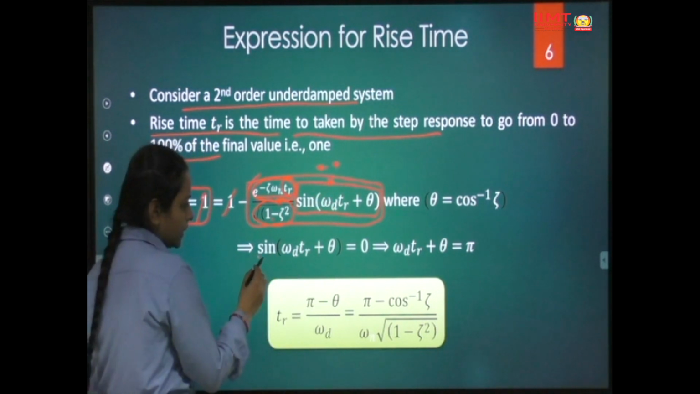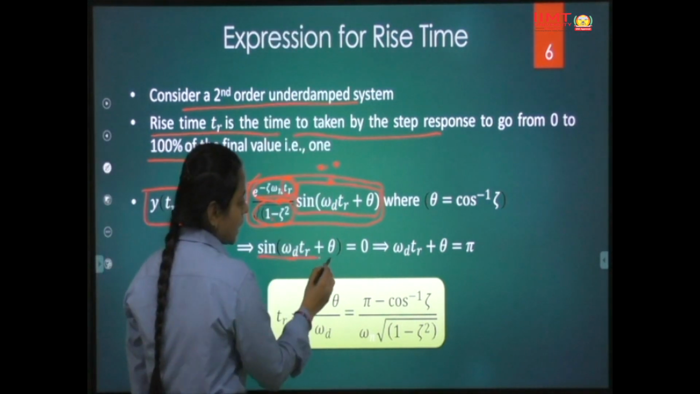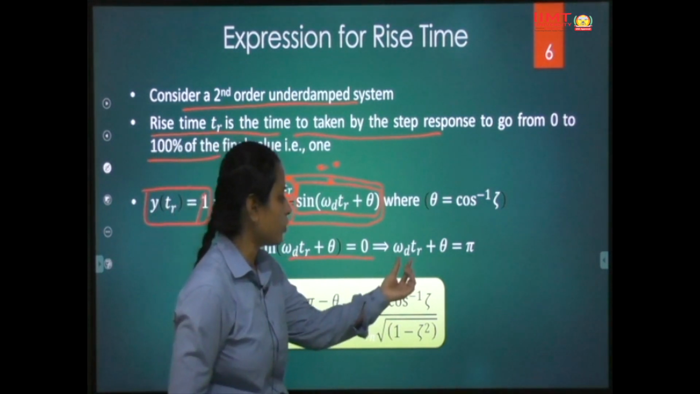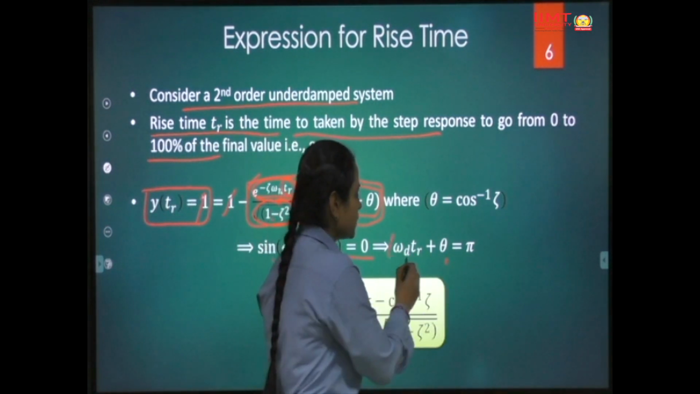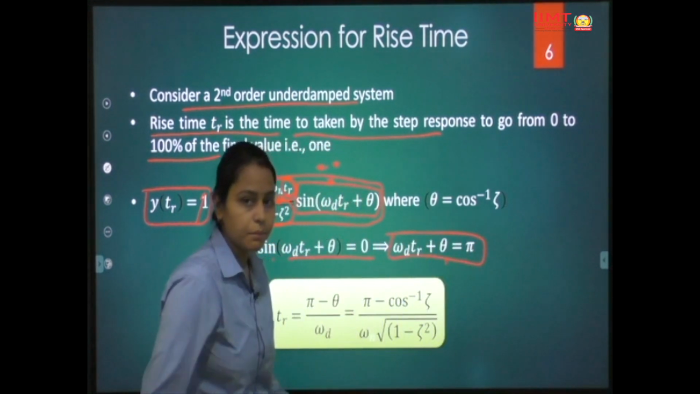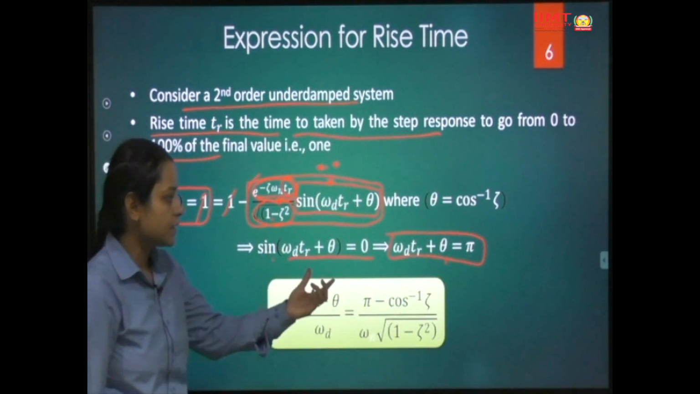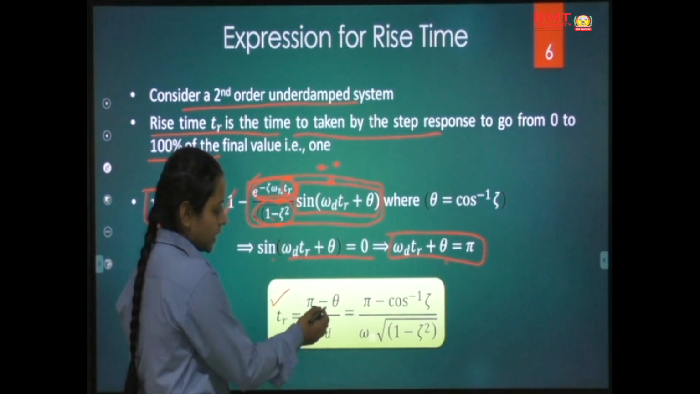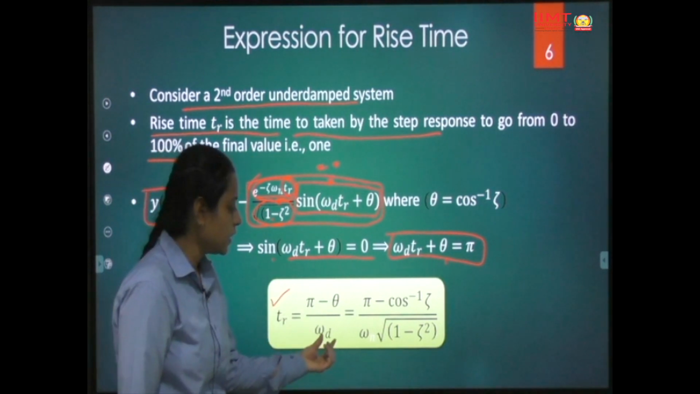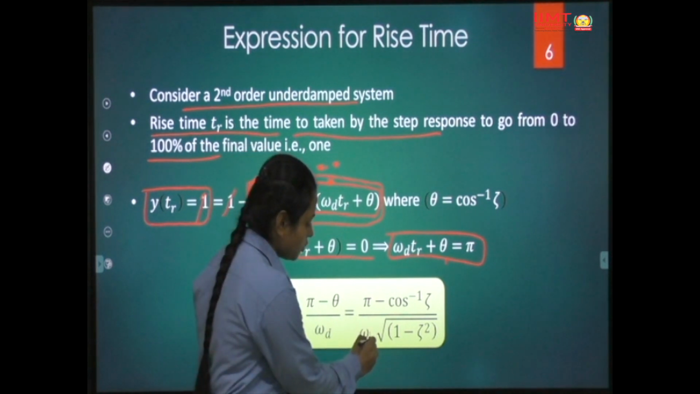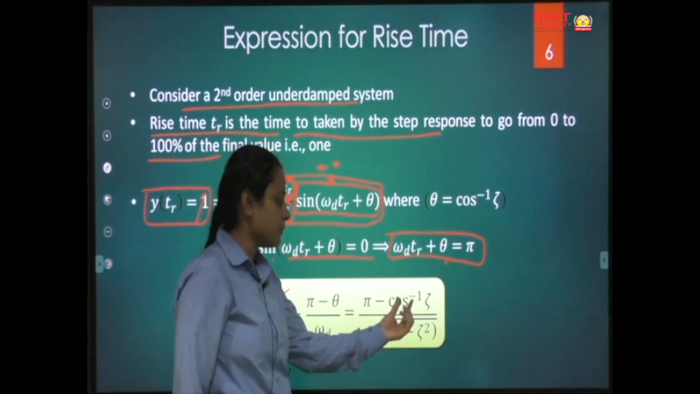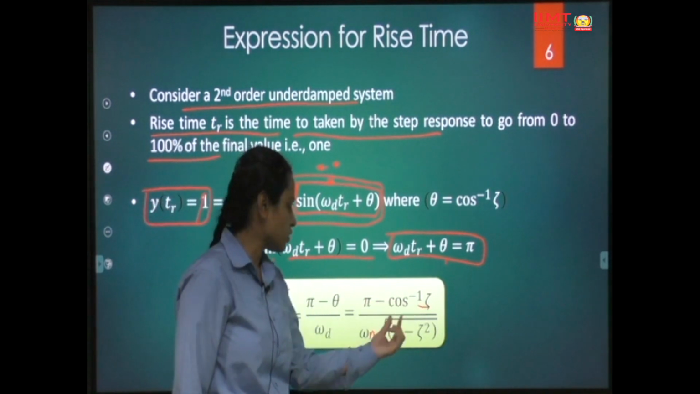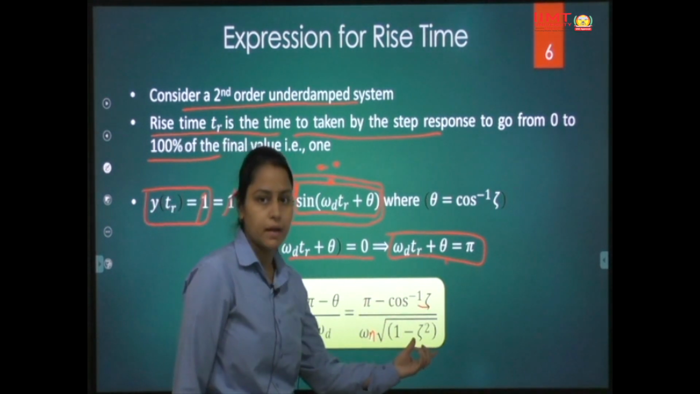So we can write sin(omega_d tr + theta) is equal to 0, and from this we can simply write omega_d tr + theta is equal to pi, as sin pi is 0. So from this we can calculate the rise time tr is equal to (pi minus theta) divided by omega_d, where we already know theta is cos inverse zeta. So tr is equal to (pi minus cos inverse zeta) divided by omega_n under root 1 minus zeta square.